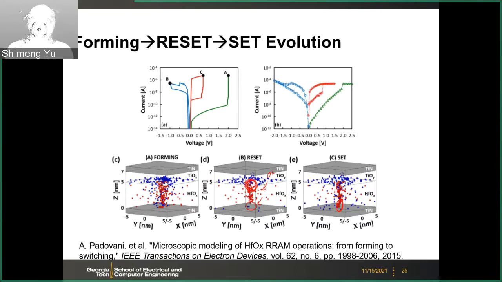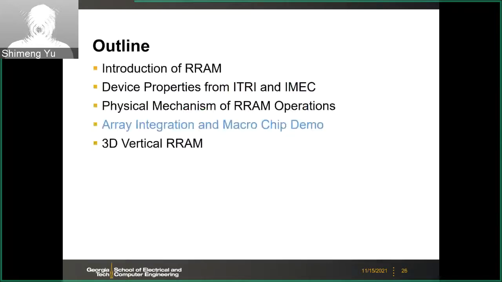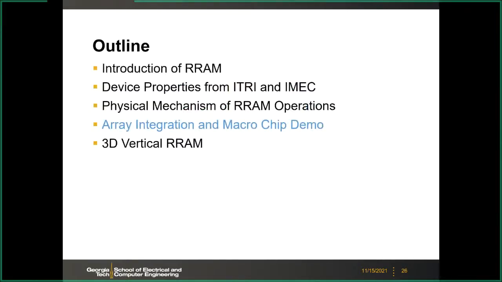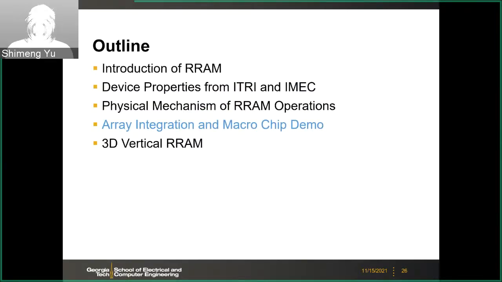There's no direct evidence to really image, or let's say really see, where the filament is ruptured, because this is only a few nanometers in dimension. It's very hard to visualize under the microscope. All right, any questions about the mechanism?